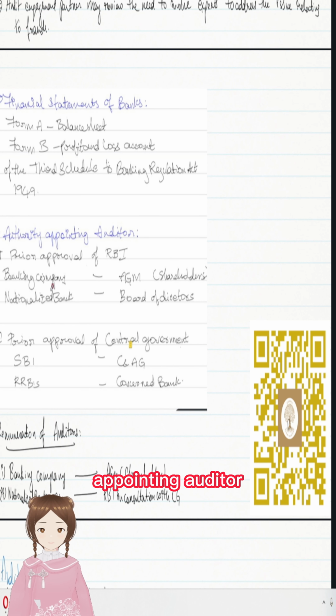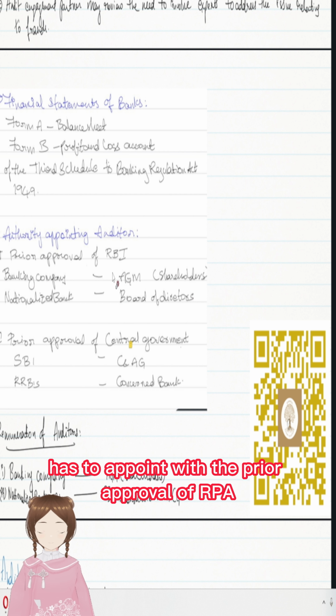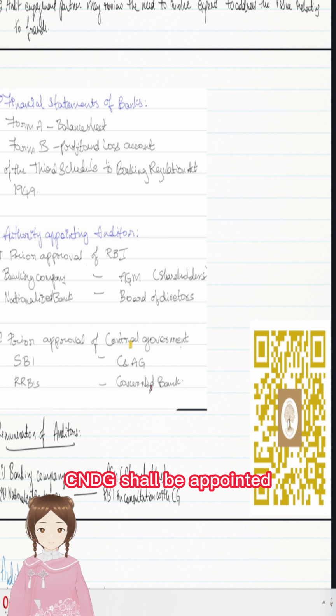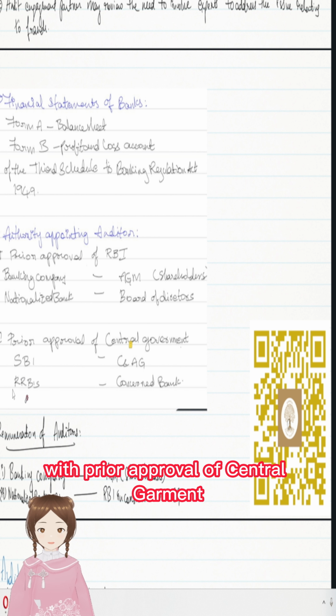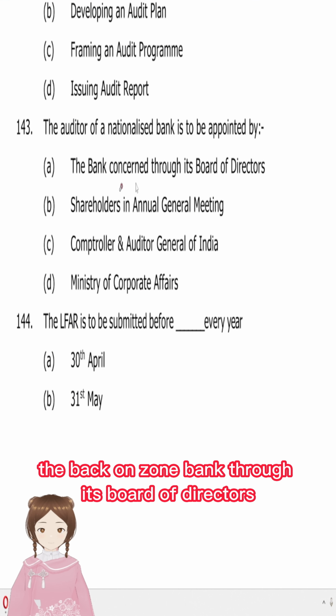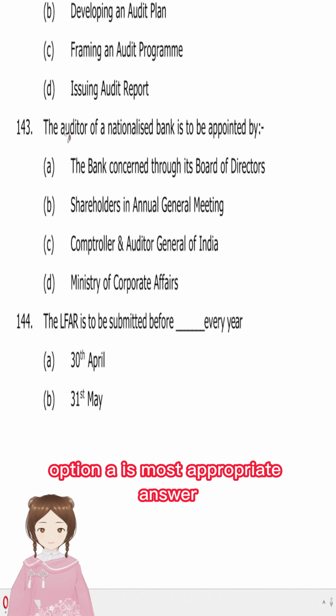Authority appointing auditor. Prior approval of RBI is needed when a banking company's shareholders appoint an auditor at the AGM. For a nationalized bank, the Board of Directors appoints with prior approval of RBI. For SBI, the C&AG shall be appointed with prior approval of the central government. For an RRB, the concerned bank appoints with prior approval of the central government. So here, option A: the concerned bank through its board of directors appoints the auditor of a nationalized bank. Option A is the most appropriate answer.